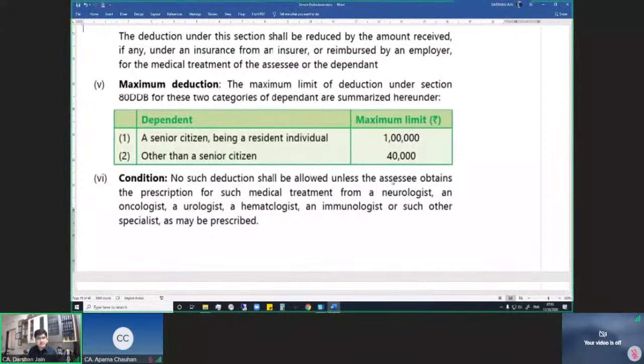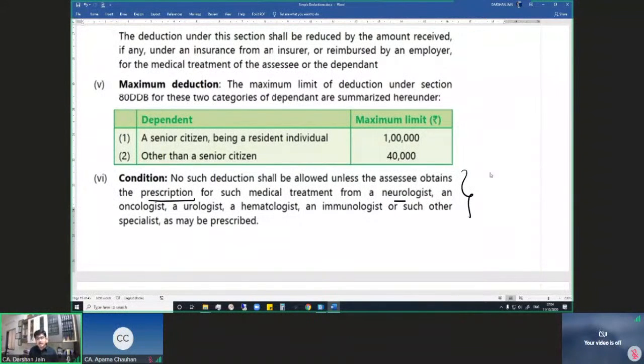The condition to claim this deduction is that the assessee should obtain a prescription. Now you have to obtain a prescription of medical treatment from a neurologist, oncologist, urologist, hematologist or an immunologist or any other specialist. So it is basically disease which is concerned with the mental state of a person, or an oncologist who deals with malignant cancer, a urologist, kidney and renal function, a hematologist, a doctor who takes care of the blood issues of a person.